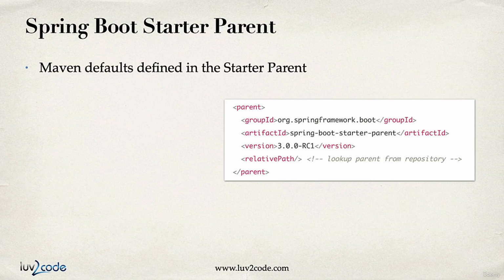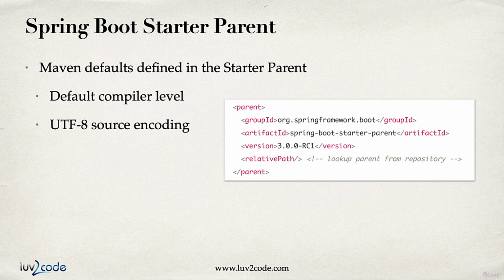So the Maven defaults are actually defined in the starter parent. So you get your actual default compiler levels. It also has support for the UTF-8 source encoding, and there are some other features out there, but you get all of these features by default by using the Spring Boot Starter Parent.